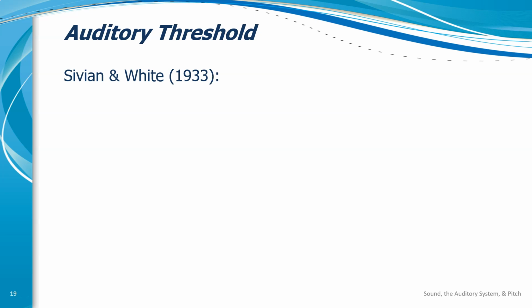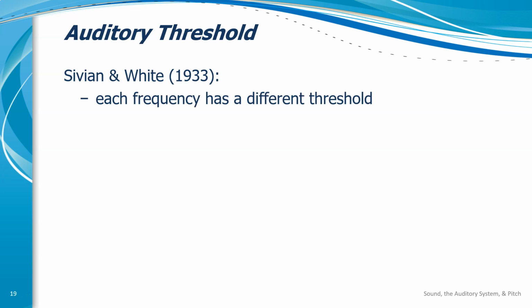All right, let's go to some basics of audition, including auditory threshold. A lot of this work goes back to 1933. I can't give you the number for auditory threshold. It's more complex than that. It's not a single number. Auditory threshold is actually a set of numbers, a collection of numbers. There's a different number for every different frequency. So it's not one single threshold and boom, we're done.